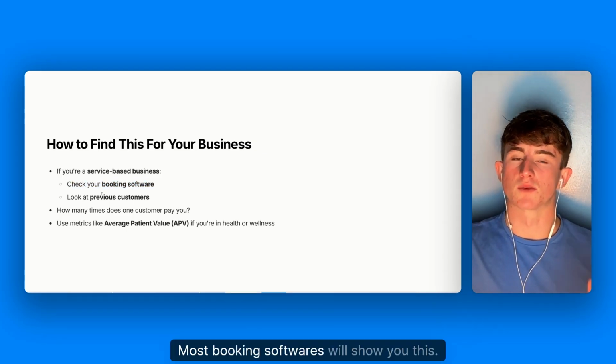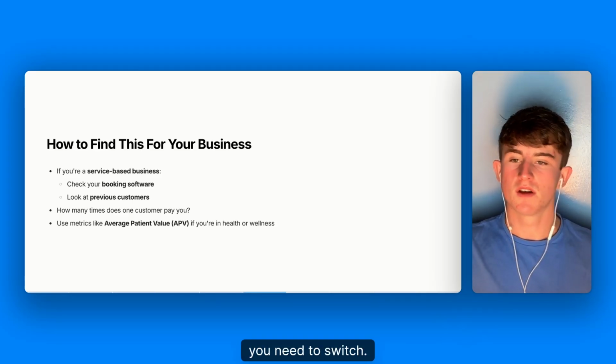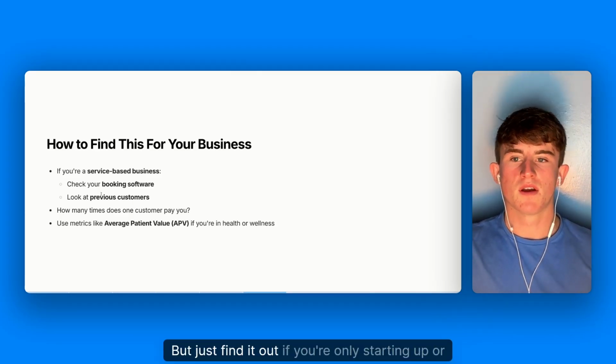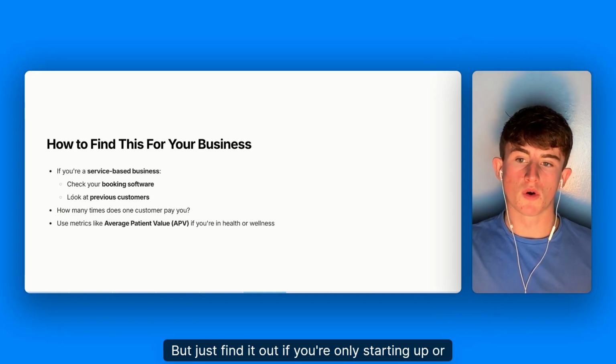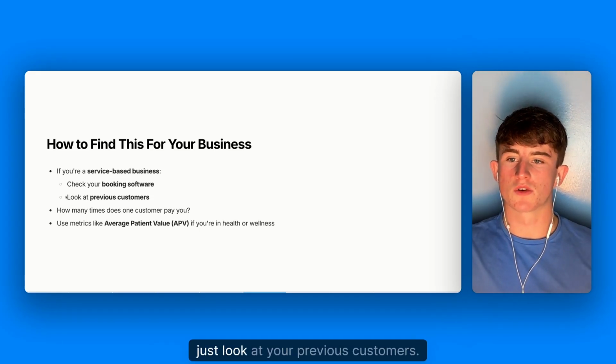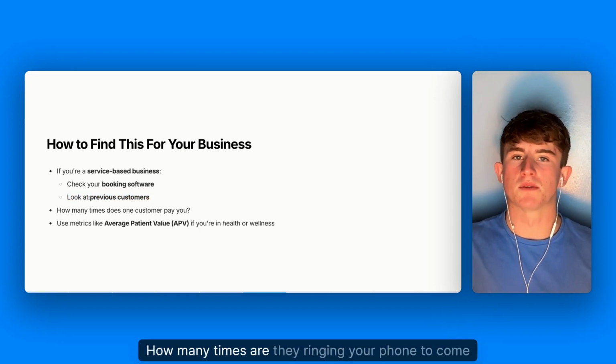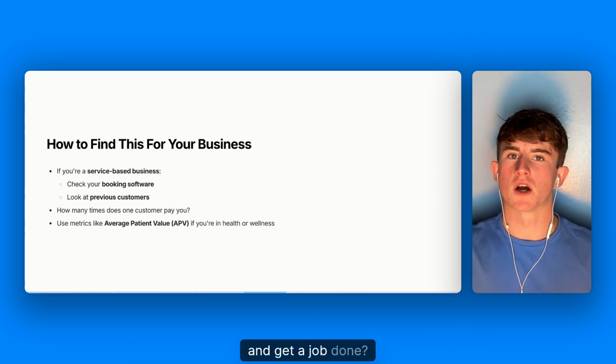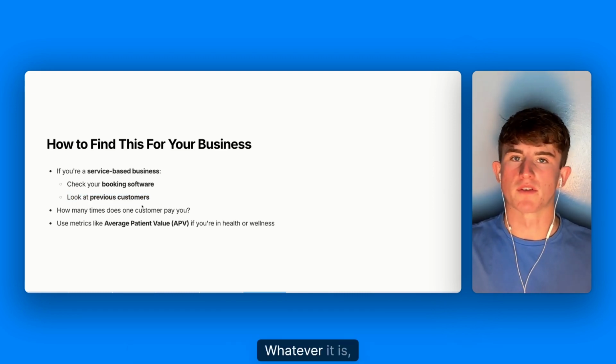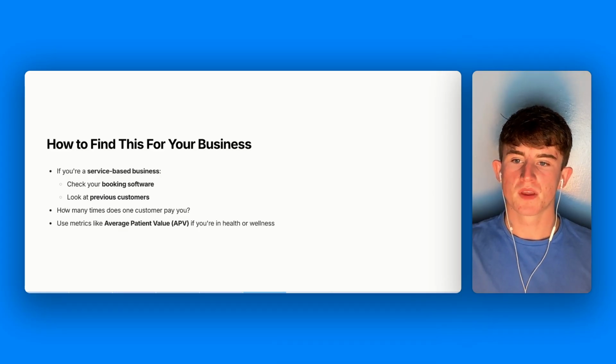Okay, most booking software will show you this. If it doesn't, you need to switch, but just find it out. If you're only starting up or you don't have software in place, just look at your previous customers. How many times are they ringing your phone to come and get a job done? Okay, probably twice a year, whatever it is. You can estimate this value, okay?